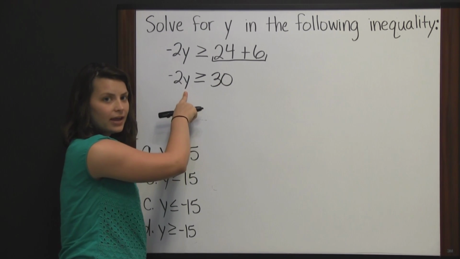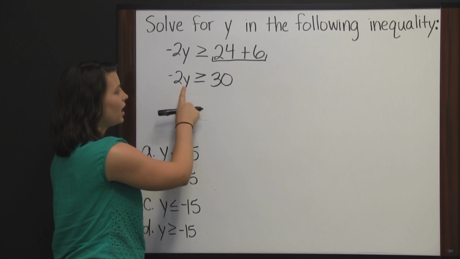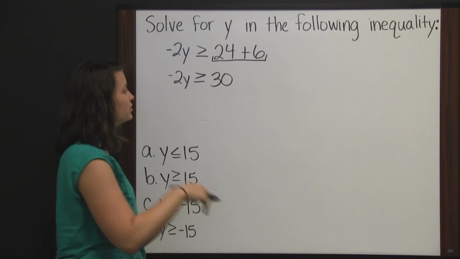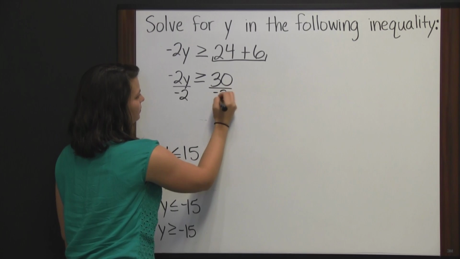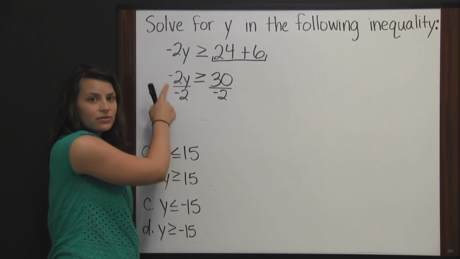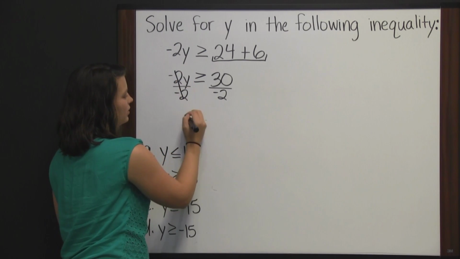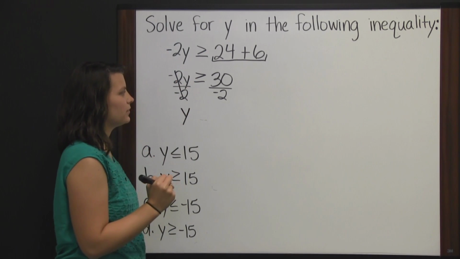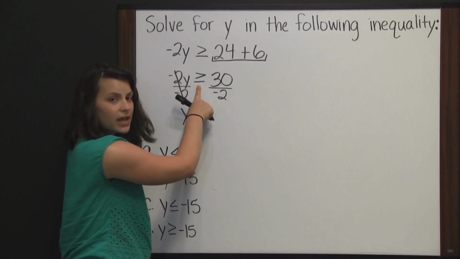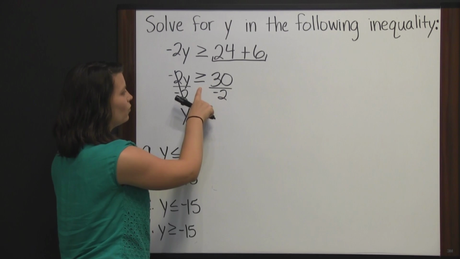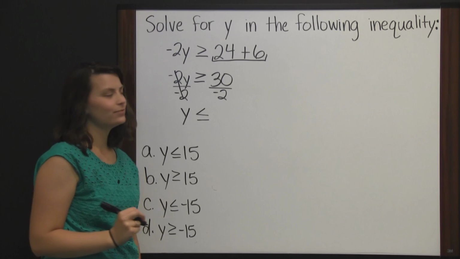To solve for y, we need to divide by a negative 2. Since we have negative 2 times y, to undo that and get y alone, we divide both sides by negative 2. Negative 2 divided by negative 2 is 1, and 1 times y leaves us with just y. Now, since we divided both sides by a negative, we have to flip our inequality sign. It was greater than or equal to, so now it's less than or equal to.